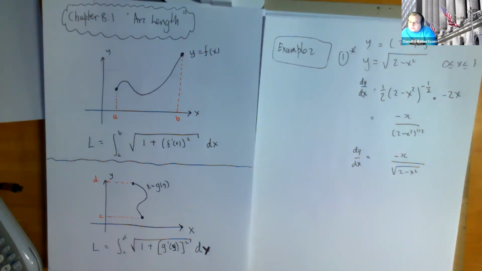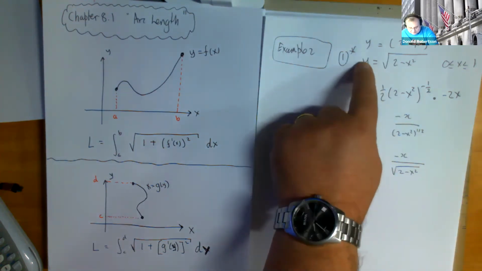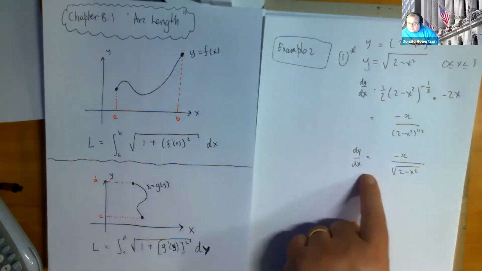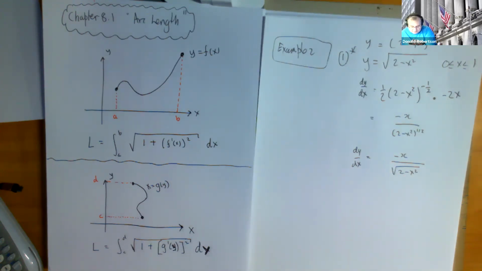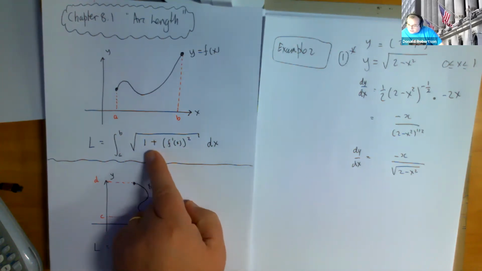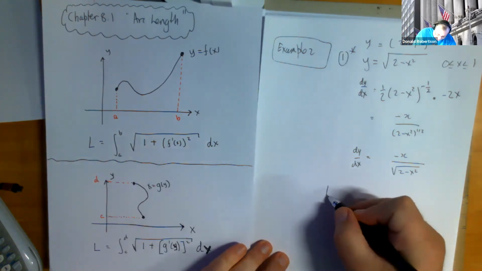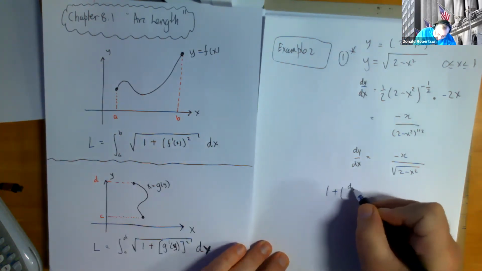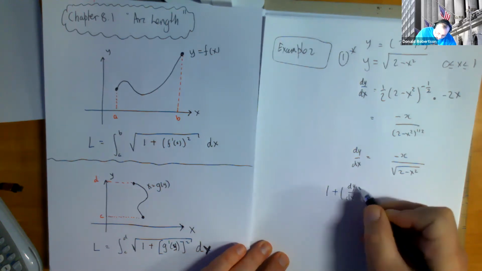So far, so good. The derivative is this guy. Any of that you're not sure about, can we continue? Now, according to my formula, won't I square the derivative and add 1? So let's do that. 1 plus the derivative squared.